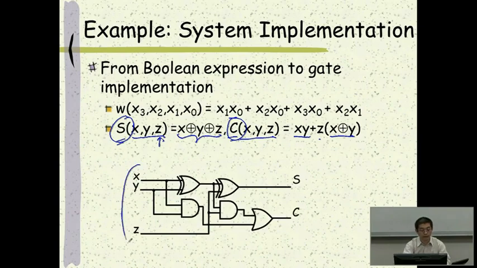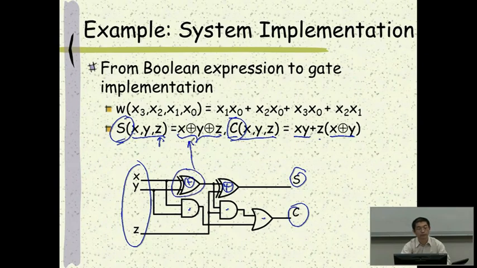So input x, y, z, output sum and carry. And inside we have the basic gates, AND gate, OR gate, and the two exclusive OR gate. So for example, the first one is the exclusive OR of x and y. It will be exclusive ORed with z again to implement s. So this is the input from z.